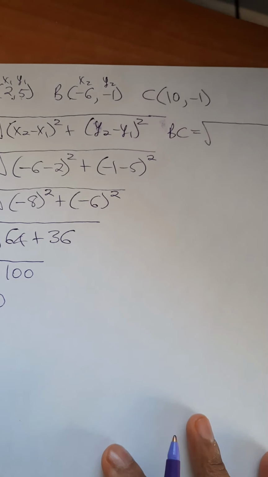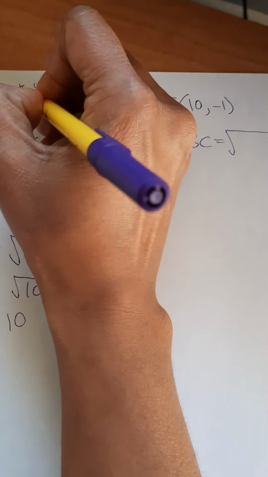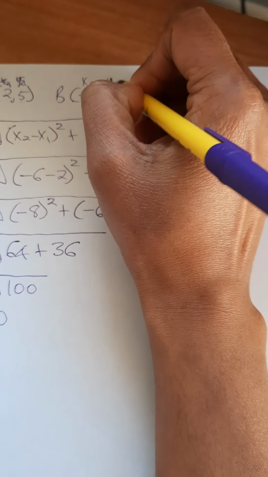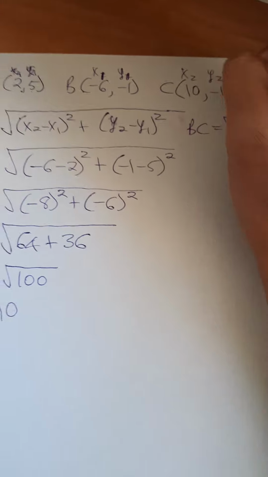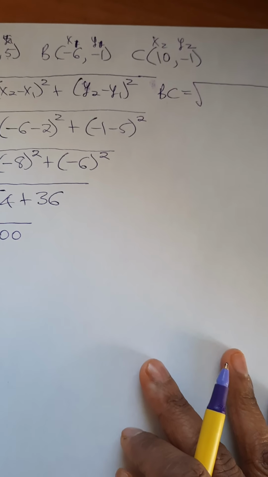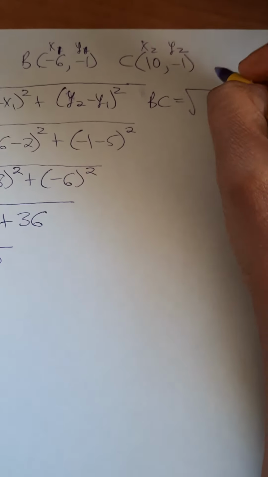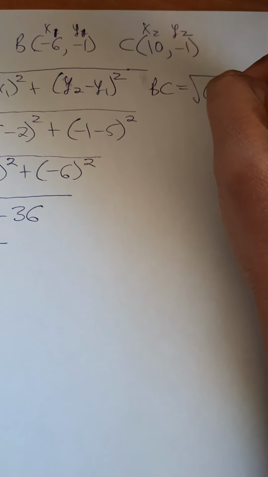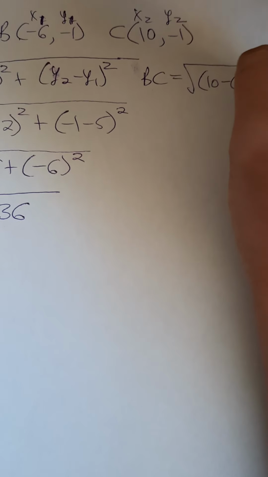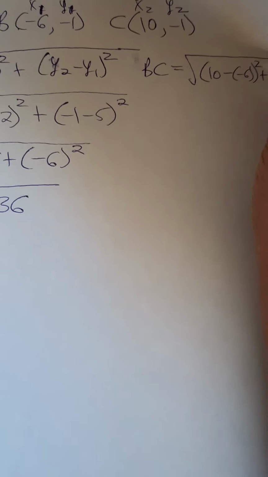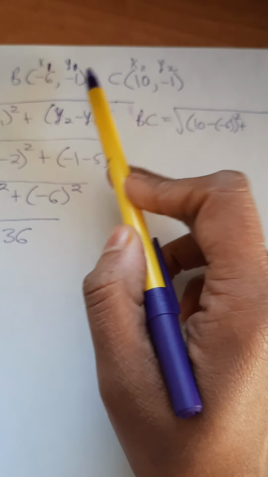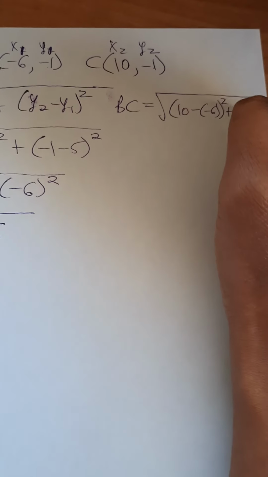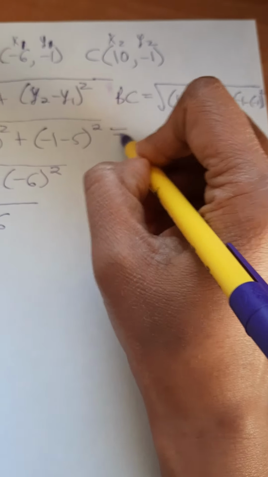Okay. And so one more time, I'm just going to take this out. And this time we're doing BC, okay? And this will become x2, y2. And I always change around the points so I don't get confused here. So x2, so 10 minus negative 6. And then we're going to do y2, which is negative 1 minus negative 1. And then squared, okay? So I'll leave some room here.